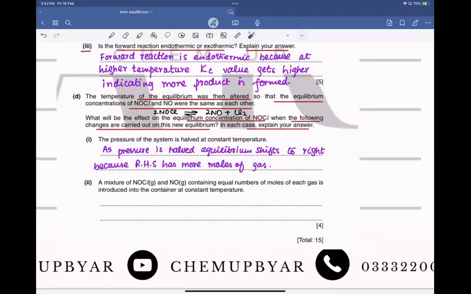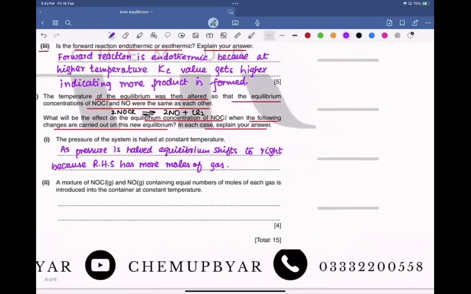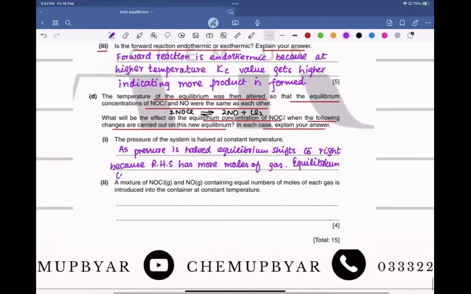Is there any confusion in predicting this? Yes, Ashil, Ahmed, and Yusuf. The concentration of NOCl would decrease. Yes, because when it's shifting towards right, it means more NOCl turns into products. As a result, it will decrease. So I will write that the equilibrium concentration of NOCl decreased. Yes, is this clear? Yes, sir.